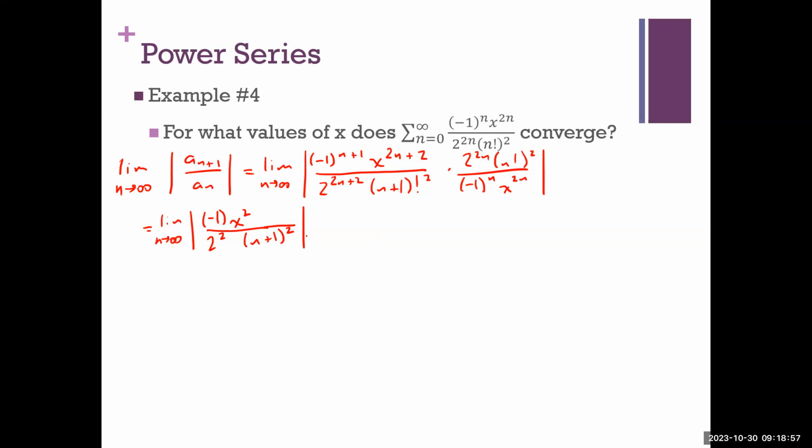You get rid of the -1. The -1 is going to get handled by the absolute value. Does that mean the absolute value goes away? Yeah. So typically we have to worry about x, right? Because x can be negative. But in this case, x is being squared, right? So I believe the absolute value is not doing much. So I have x squared over 4 times n plus 1 squared.